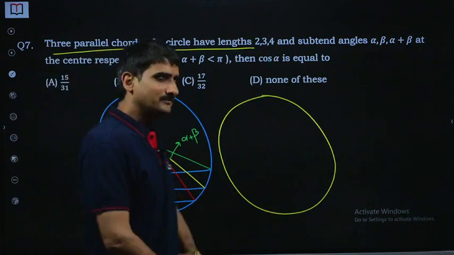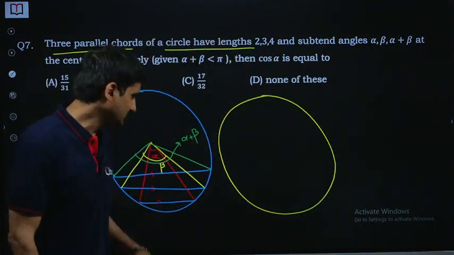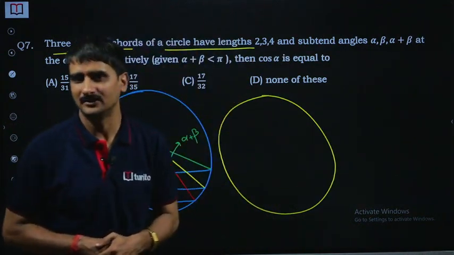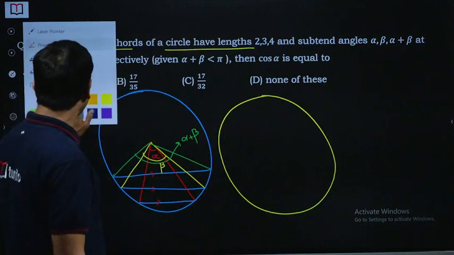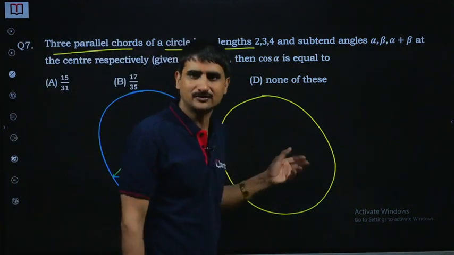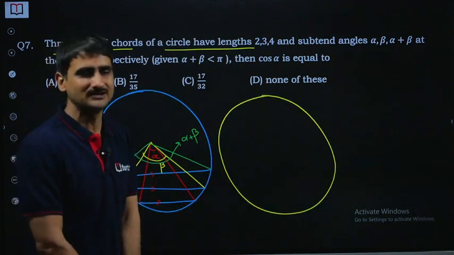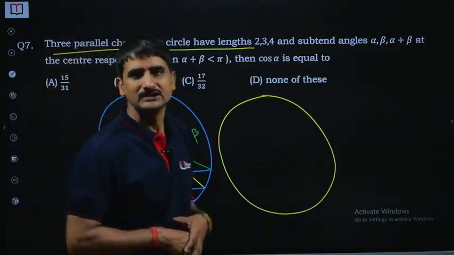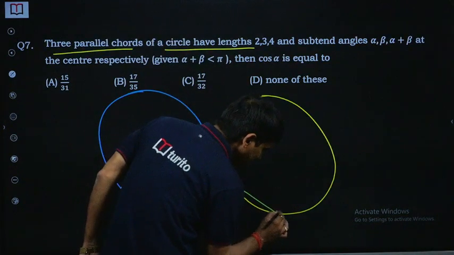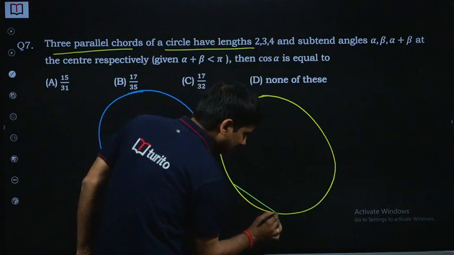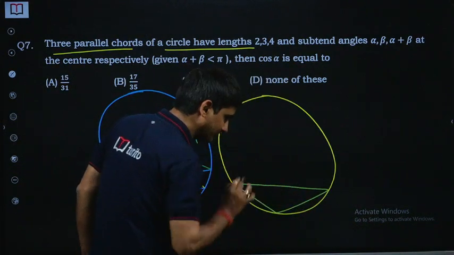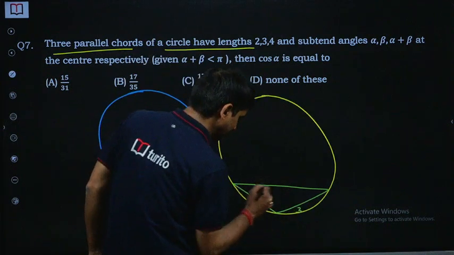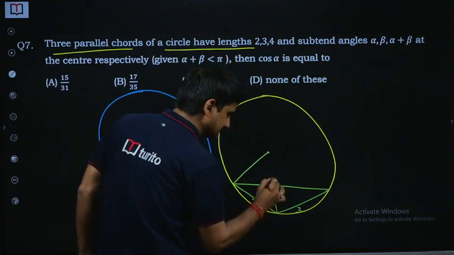I tried solving this question with this figure, but it really went so long, and I couldn't conclude. The calculation part was getting so long, so I just left it. Then after a few days, maybe after 1 or 2 days, I again tried to solve this question. Then I realized there's a theorem. There's no requirement of these parallel chords. The important thing is 2, 3, 4. So you can always have a triangle with sides 2, 3 and 4. That's it, very simple thing.